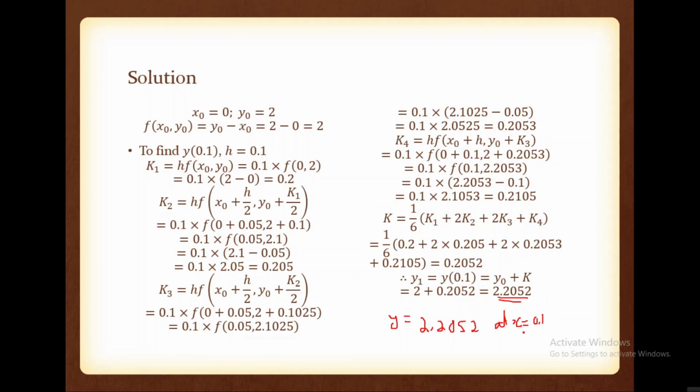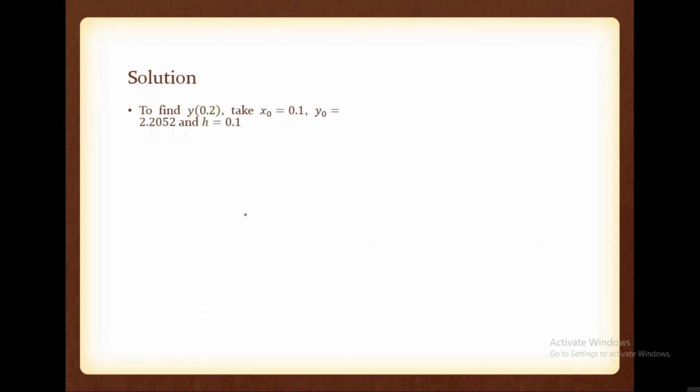And the interesting thing is this 0.1 plus 0.1 is 0.2. So for the next iteration, we can take this one as x0, x0 equal to 0.1, and this one is y0. In order to find y of 0.2, take x0 equal to 0.1 and y0 equal to 2.2052. So what is h? 0.2 minus 0.1 is 0.1, that is h. h is equal to 0.1.